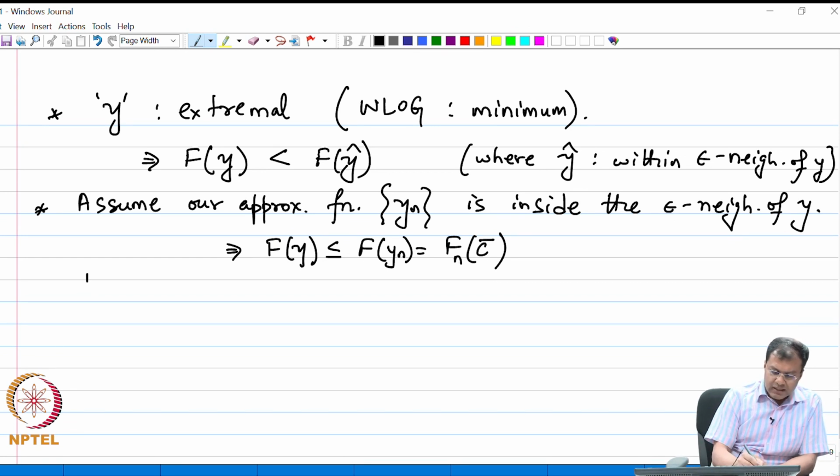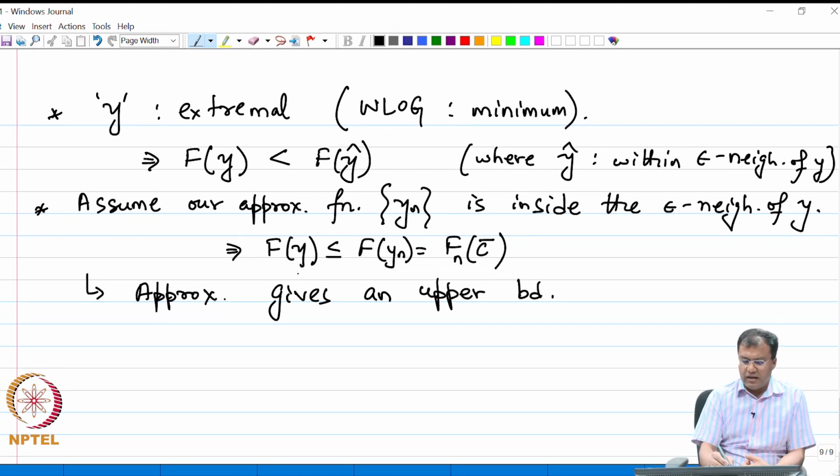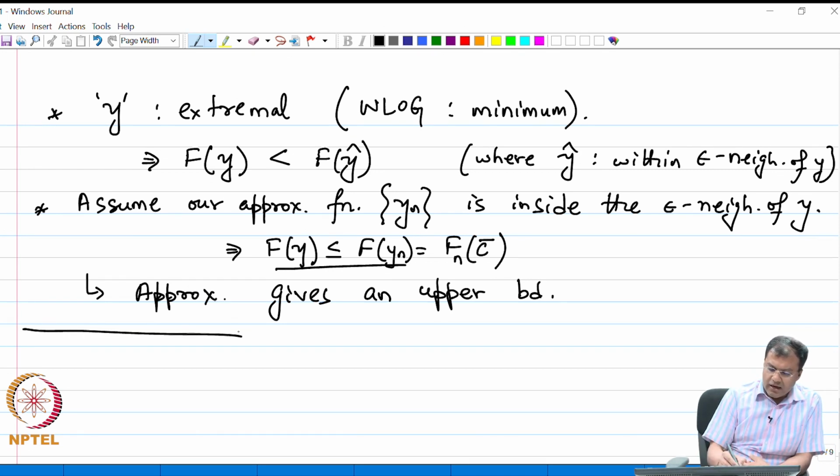So, as I just said, the approximation gives an upper bound, as we can see from here. Care must be taken for a careful choice of phi i's, and not only that, the higher the number of phi i's, the closer we expect the approximate solution to be to the exact solution. So, let us look at an example.